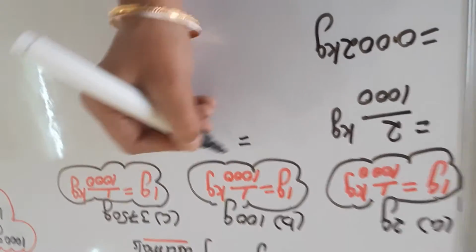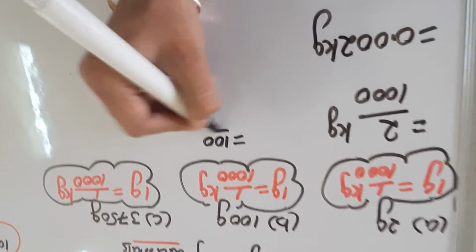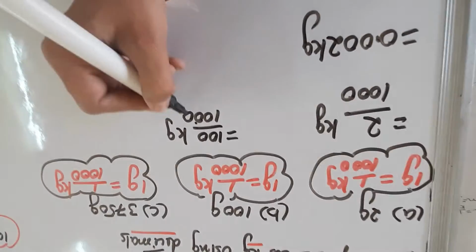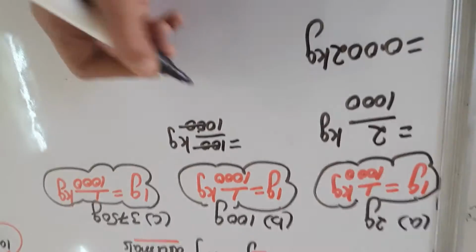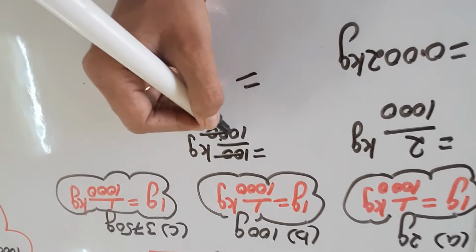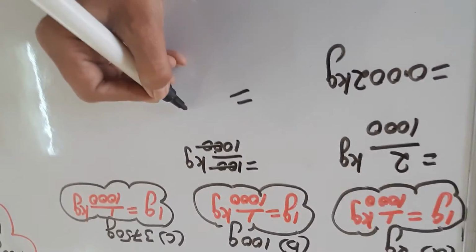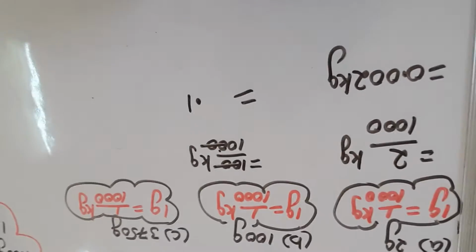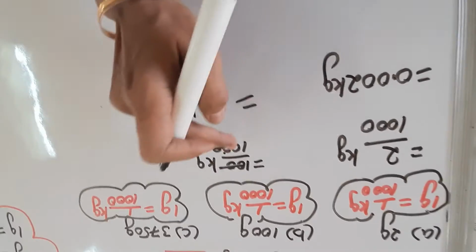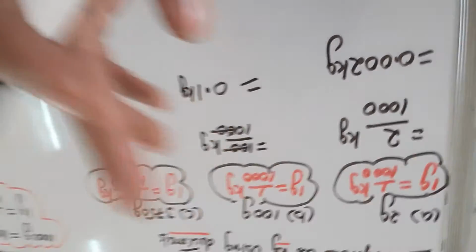Similarly, second part, 100 divided by 1000 kilograms. So we can cancel out 2 zeros. Now only 10 is there. For 10, 1 and 0 is there. We can leave only 1 digit, that is 1. Then place the decimal and 0 kilograms. And what do we do with the 3 zeros? So 0 0 0.